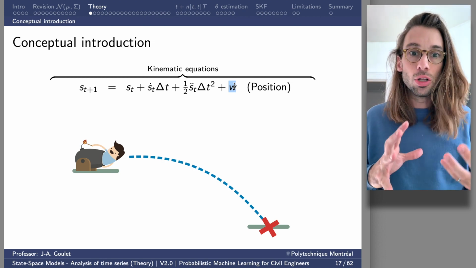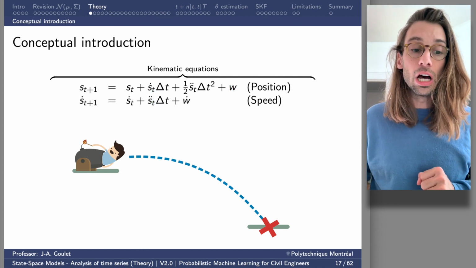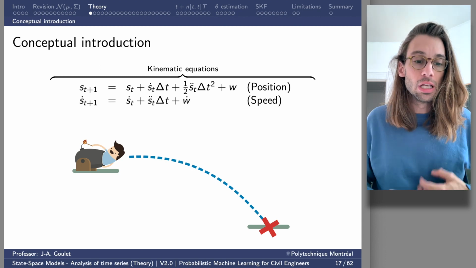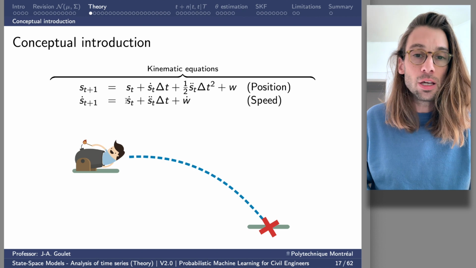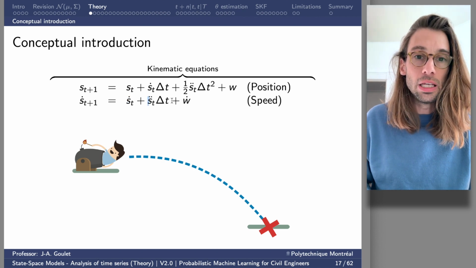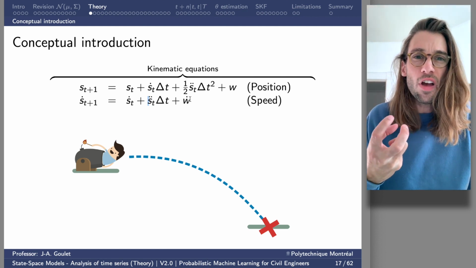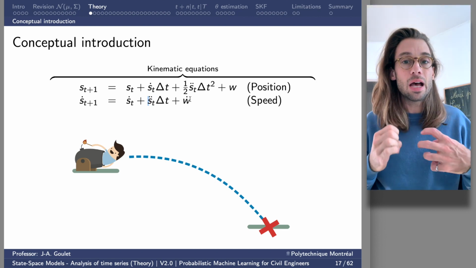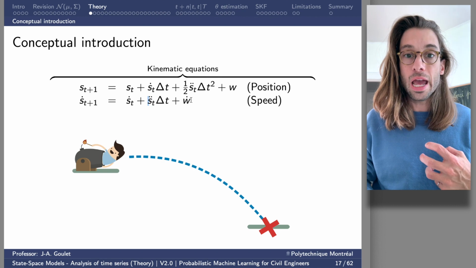But then we have additional knowledge. For instance, how do we predict what is going to be our speed over time? To predict the speed over time, we also have a kinematic equation. I know that my speed at time t plus 1 is going to be my current speed s dot t plus the acceleration times delta t plus w dot. Because my model is also not perfect for predicting ahead what's going to be the speed, I need to take into account that my model is imperfect. And I do this by having here a model error.